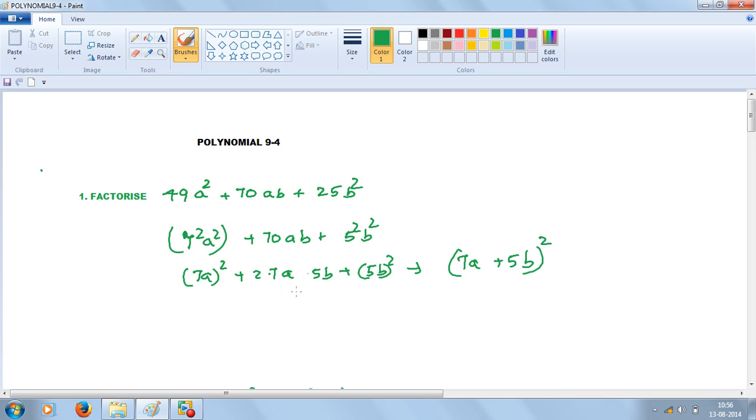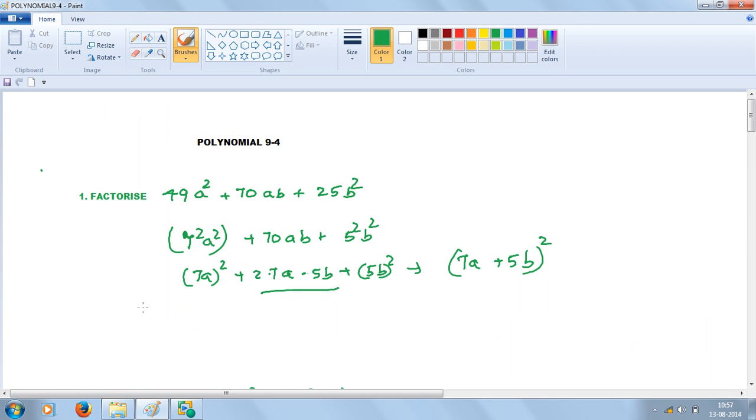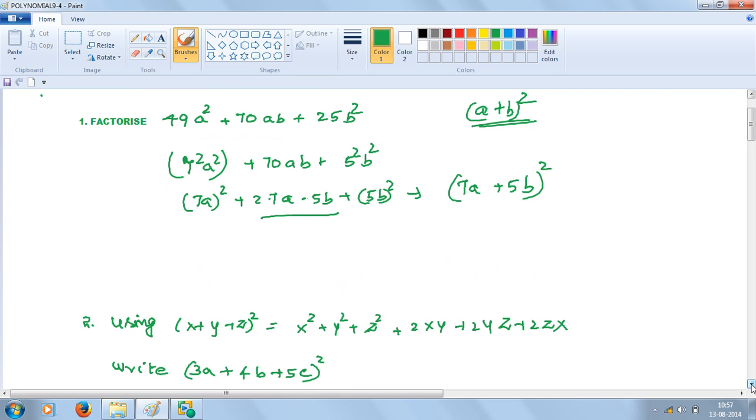This is the form of a square plus b square plus 2ab. In factorization, we have to see the pattern and recognize it with the known equations. This equation is of the form a plus b whole square. So we have to identify the polynomial with the known equations, and then we can easily factorize. So we will try the next problem.